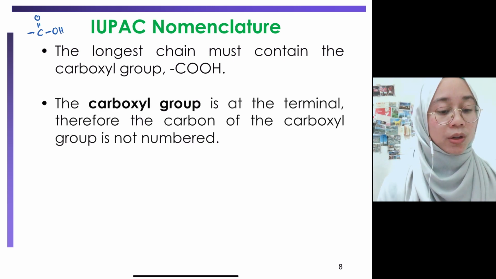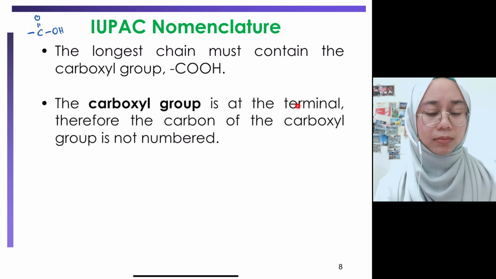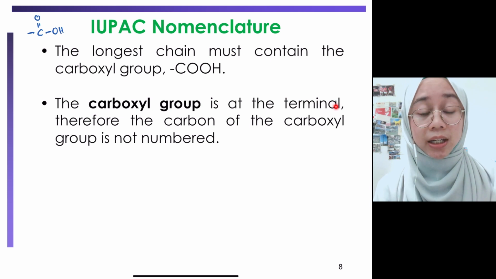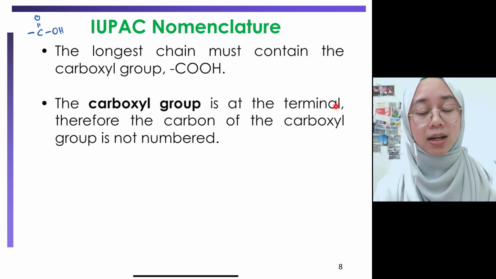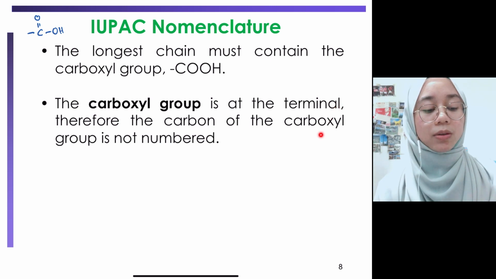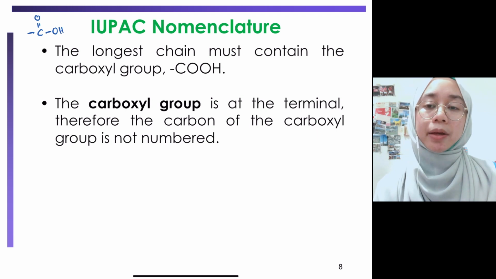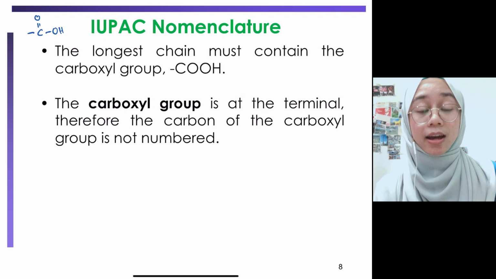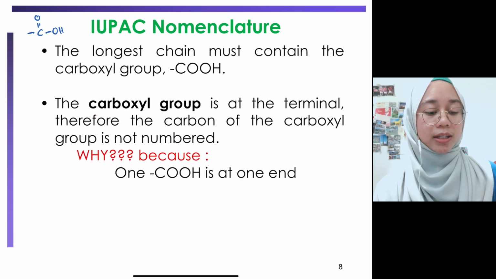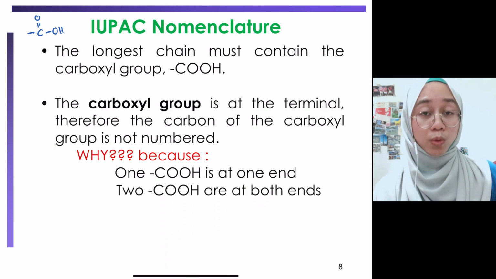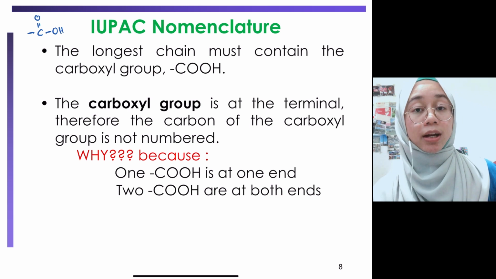Okay, so the carboxyl group is at the terminal. At the terminal maksudnya dekat hujung. Okay, it will always be at the end class. Okay, it will never be dekat bahagian tengah. Okay, so therefore the carbon of the carboxyl group is not numbered. So this is the same case with aldehyde kan. Aldehyde pun dia sentiasa berada dekat hujung dia punya functional group. Same goes to kita punya carboxylic acid. Okay, so why? Because kalau ada satu carboxyl group, dia akan berada dekat hujung. Kalau ada dua pun, dua-dua tu akan berada dekat paling hujung.